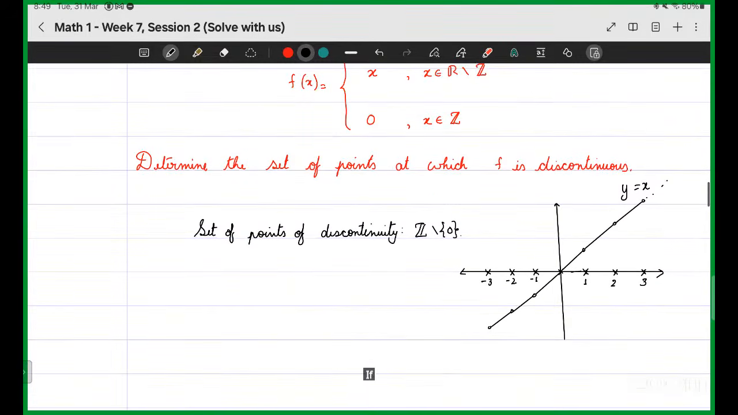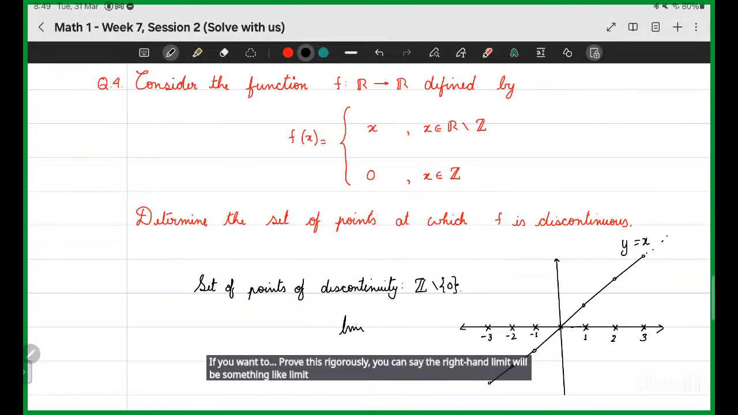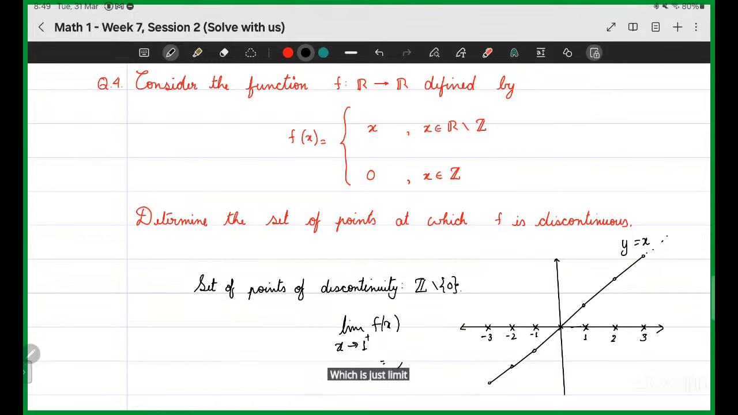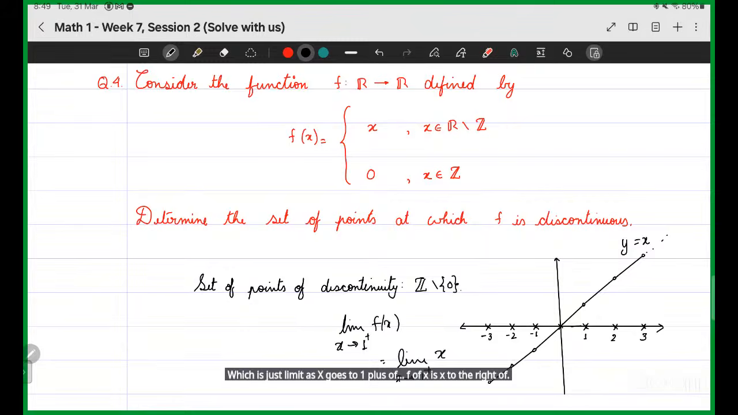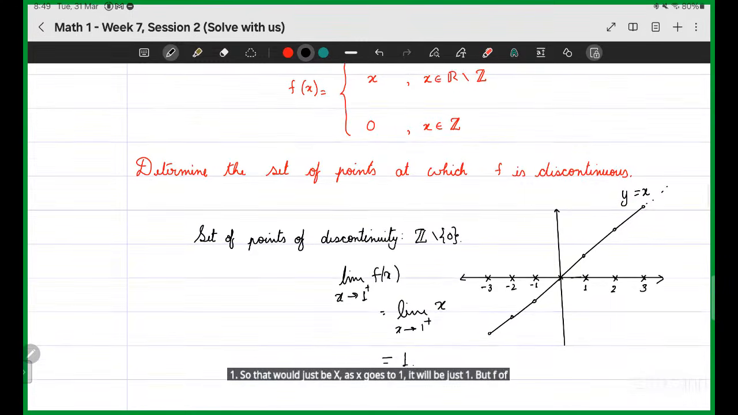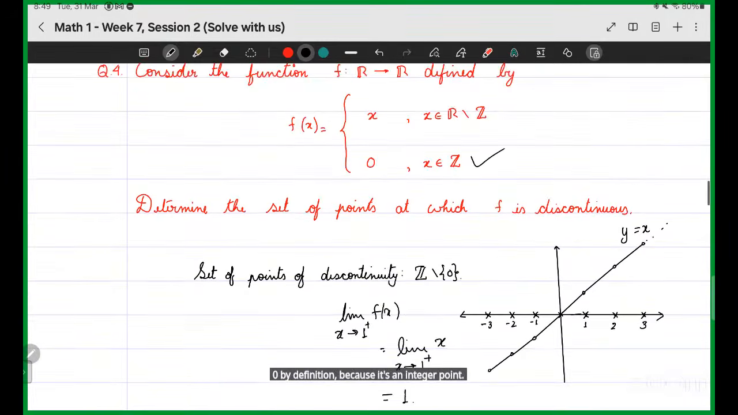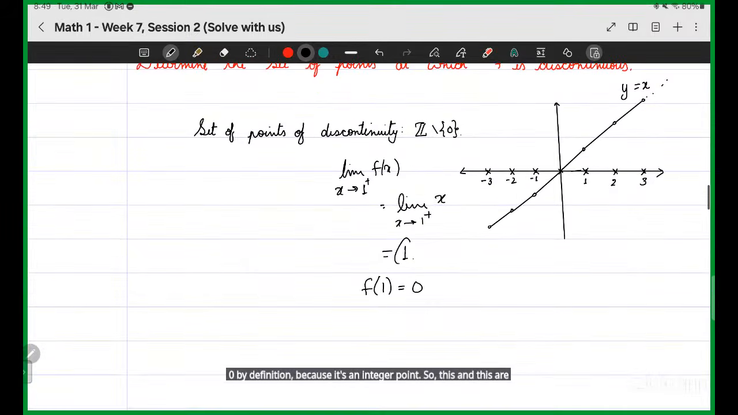If you want to prove this rigorously, you can say the right-hand limit will be something like the limit as x goes to 1 plus of f of x. Since f of x is x to the right of 1, that would just be x. As x goes to 1, it will be just 1. But f of 1 is what? 0 by definition, because it's an integer point. So this and this are not equal, so it's discontinuous.